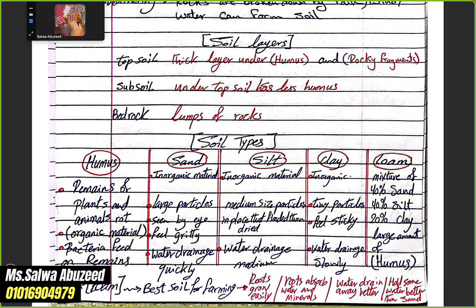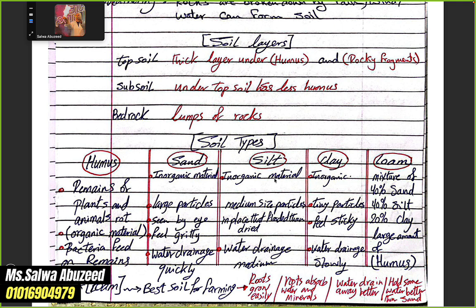And then we have the inorganic soil, which is sand, silt, and clay. You already know, when you go to the beach and leave the water on the sand, it absorbs it quickly. That means the drainage in the sand is quick. And the particles of the sand can be seen, so they are large particles seen with the eye. And because they're large, they're gritty, you feel them as rough.